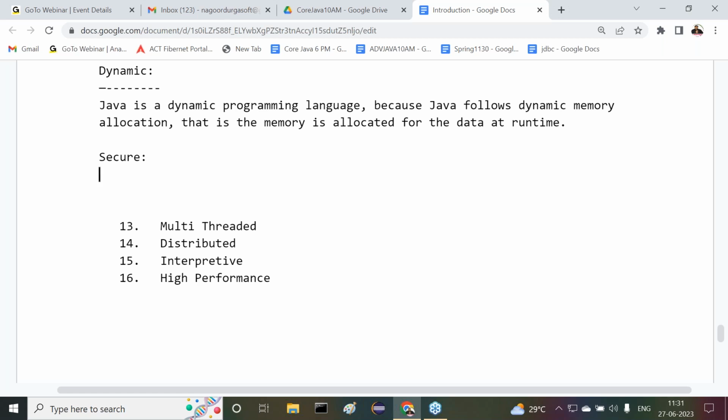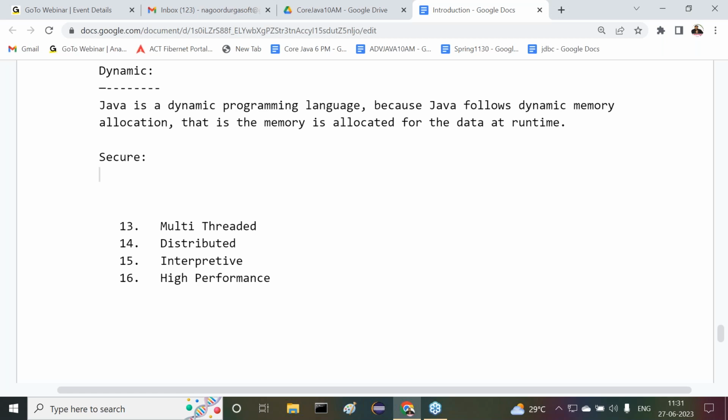Got my point or not? This is the meaning of network security. For this network security, Java has provided predefined implementations for almost all the network security algorithms. Because of that reason also, we can conclude that Java is very good at network security.